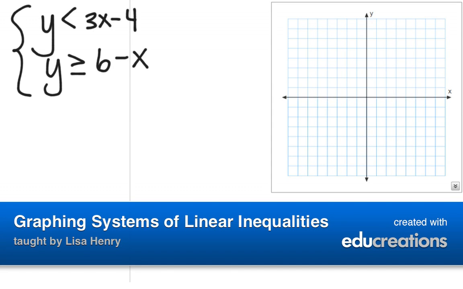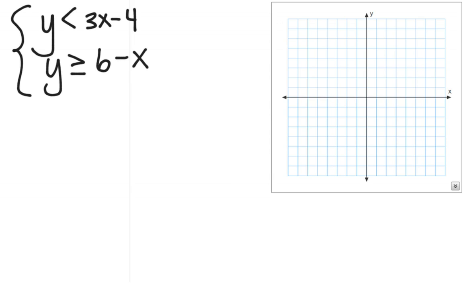This screencast is going to go over how to graph a system of linear inequalities. With the system, you'll have at least two, possibly more. As we are setting up our graph here, the first example is y is less than 3x minus 4 and y is greater than or equal to 6 minus x.